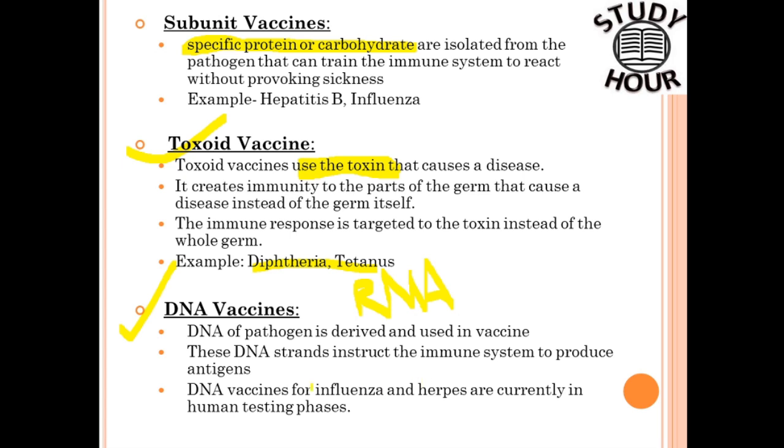So in DNA vaccine, DNA of the pathogen is used as antigen into the vaccine. So these DNA strands will instruct the body to produce antigen, and our immune system will recognize these antigen and produce antibodies against them. There is no such DNA vaccine present currently in the market. They are all in human testing phases. Examples are influenza and herpes virus vaccines.